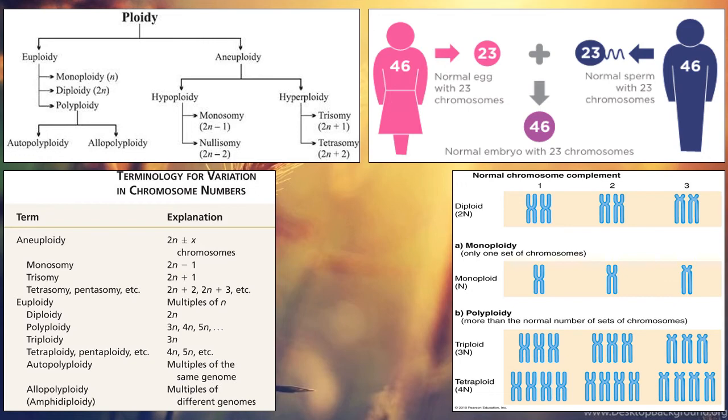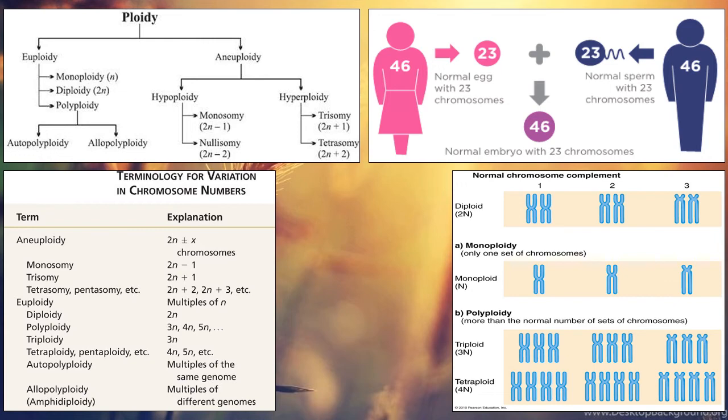But in states where there occurs a change in the number of chromosomes in a particular cell, that situation is known as ploidy. Now, the ploidy condition is mainly of two types, euploidy and aneuploidy. If we describe euploidy, it includes the addition or loss of a complete set or more than one set of chromosomes in a diploid organism.